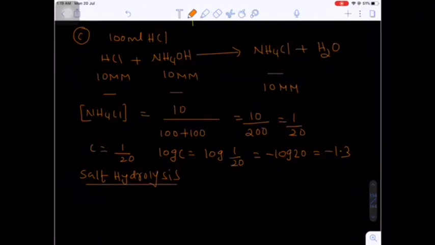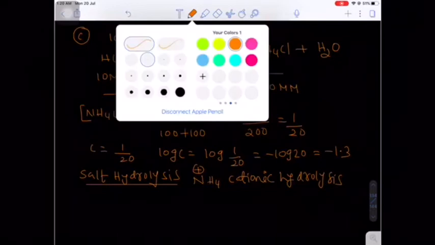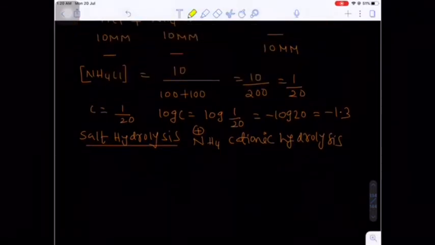Okay, now here we have to consider salt hydrolysis. How can we calculate the pH of a solution with the help of salt hydrolysis? What is the salt here? Ammonium chloride. In ammonium chloride, only the cation undergoes hydrolysis. That's why this is called cationic hydrolysis. So in the previous lecture, we completed salt hydrolysis, where for cationic hydrolysis the aqueous nature will be acidic and pH value less than 7. So how do we calculate the pH? What is the expression to calculate the pH for cationic hydrolysis?